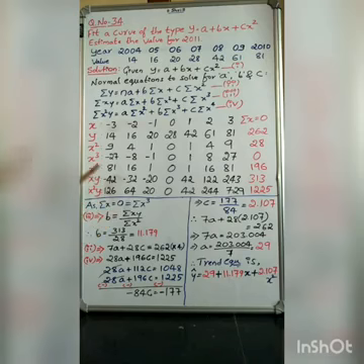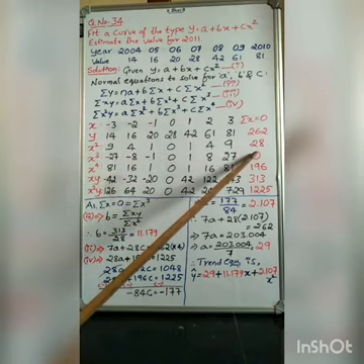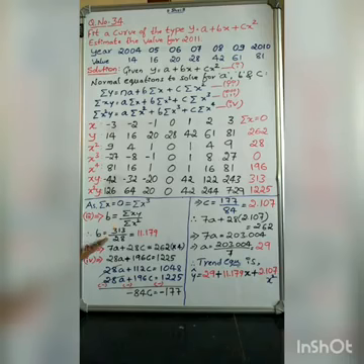Sum of xy, what is the value? Sum of xy is 313. Summation of x square value, what is it? 28. So 313 divided by 28 gives you 11.179. This is the value of b.